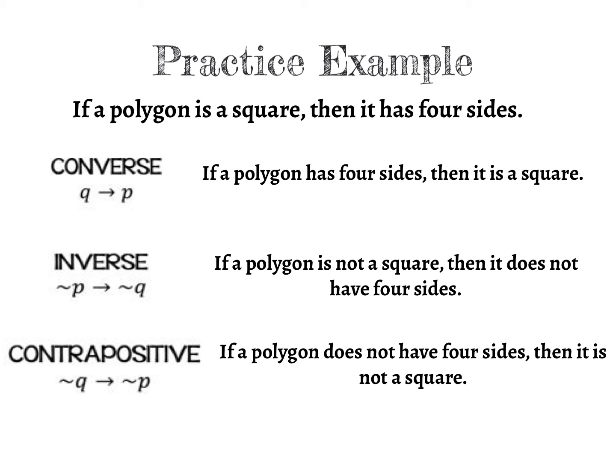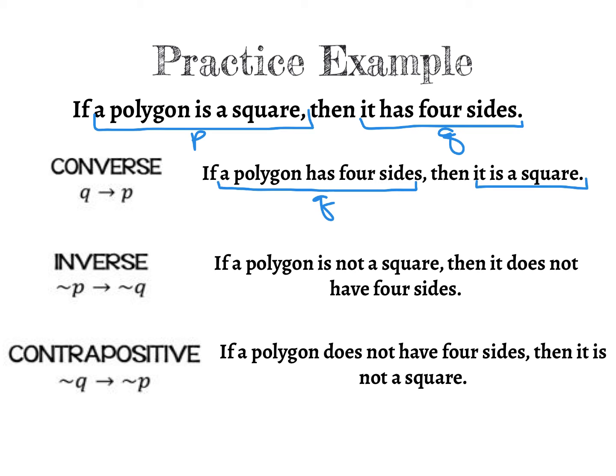All right, here's the answer. Remember, polygon is a square, this is P, then it has 4 sides, this is Q. As I'm writing the converse, notice how I go, if it has 4 sides, that's Q, then it is a square, that is P.